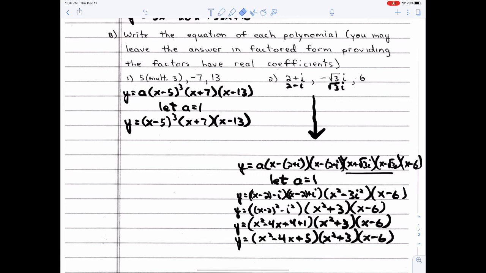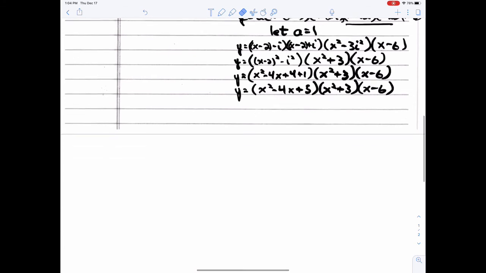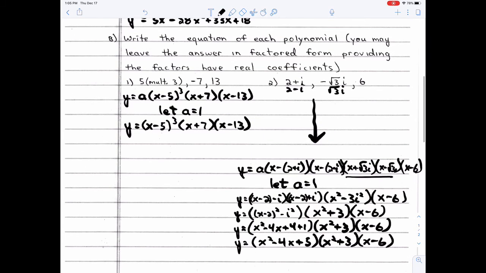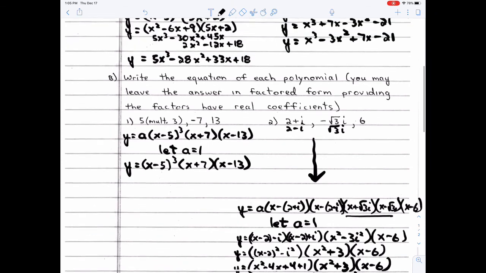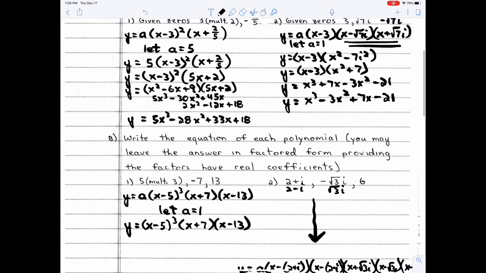Okay? So, that's it for today. So again, the idea is basically the same as what we've done before, right? y equals a, then x minus each zero. Okay?